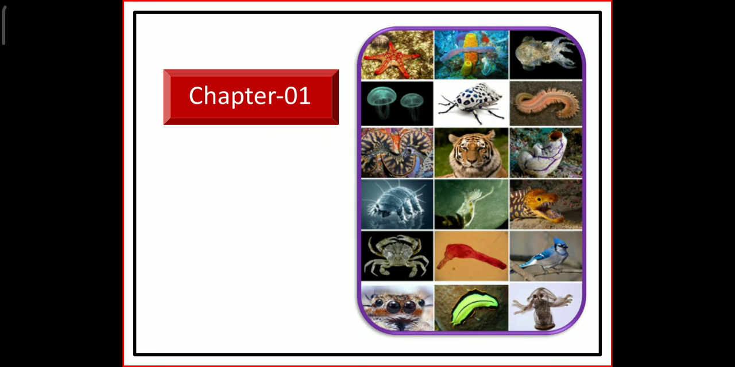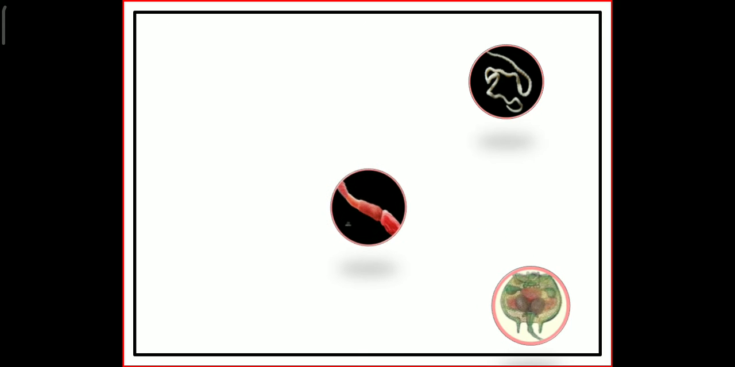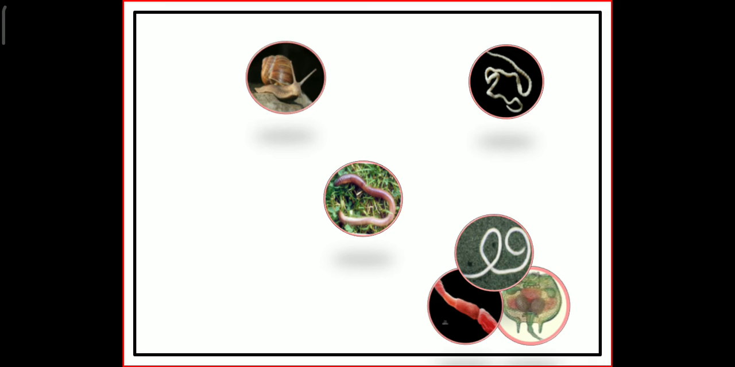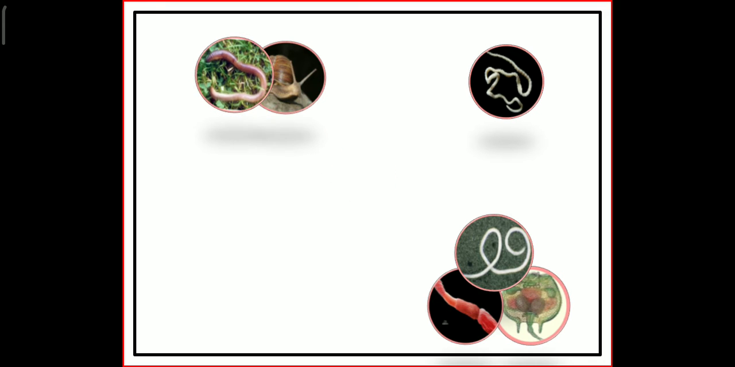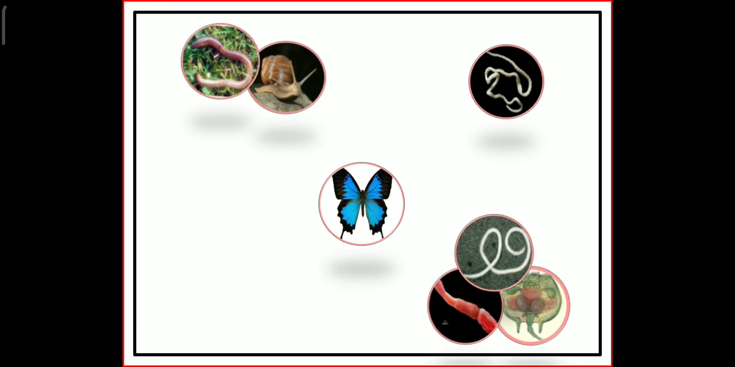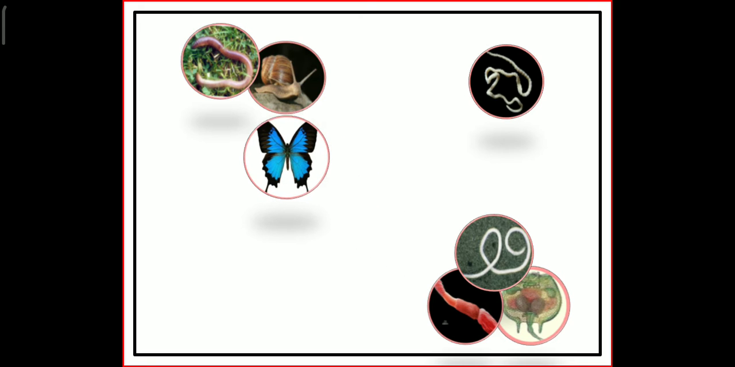Today I am going to discuss your first chapter, that is animal diversity and classification. In this chapter, I will discuss some important characteristic features of various types of phyla and the basis of classification. Here, different types of animals have different characteristic features. In today's class I will discuss some important bases of classification.